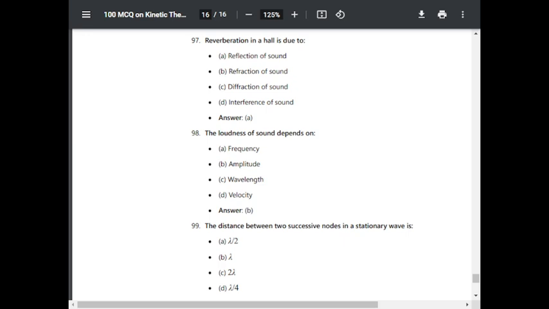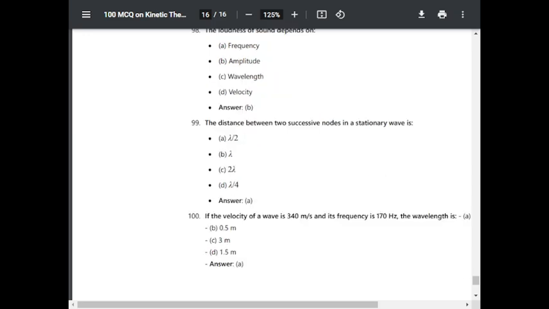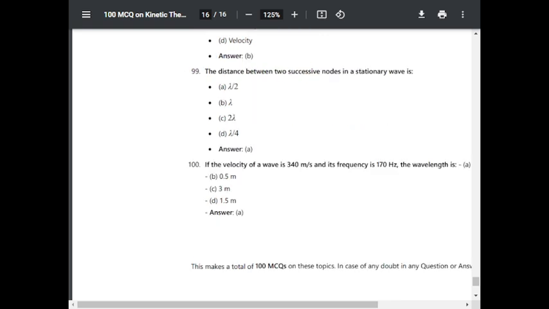Question number 99. The distance between two successive nodes in a stationary wave is: option A, lambda by 2; option B, lambda; option C, 2 lambda; option D, lambda by 4. The correct answer will be A. The distance between two successive nodes in a stationary wave is lambda by 2.